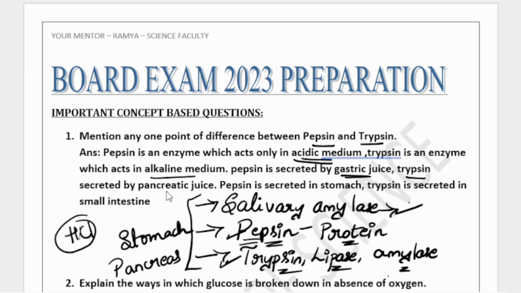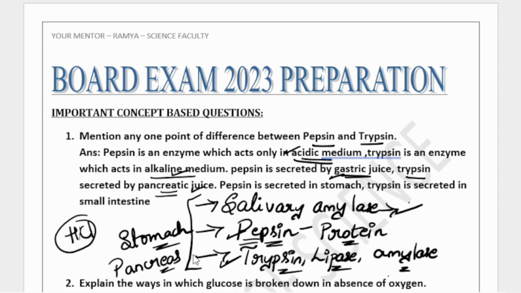particular organ? It is secreted by the pancreas, and where exactly in the pancreas? It is present in the pancreatic juice. So very importantly, you have to know the difference between pepsin and trypsin. Pepsin works in the acidic medium, trypsin works in the alkaline medium. Pepsin is secreted by the gastric juice, trypsin is secreted by the pancreatic juice. And where is pepsin secreted? It is secreted in the stomach, and trypsin is secreted in the small intestine with the help of the pancreas, because the pancreas releases pancreatic enzymes, and these are secreted in the small intestine.